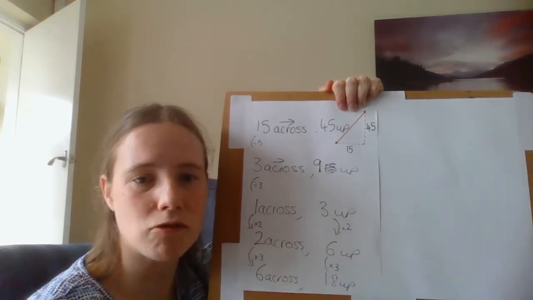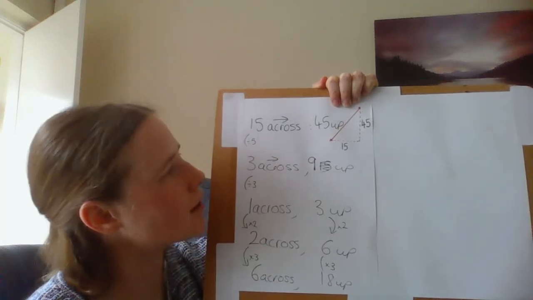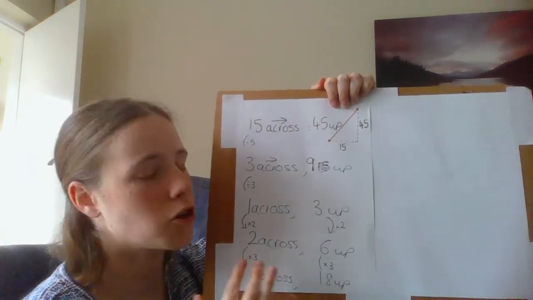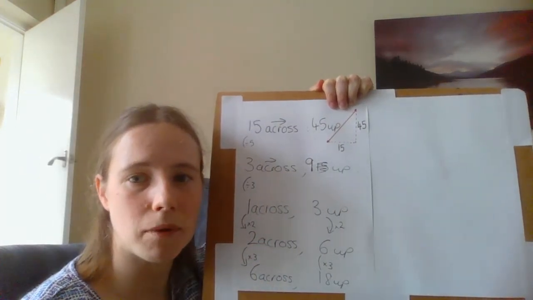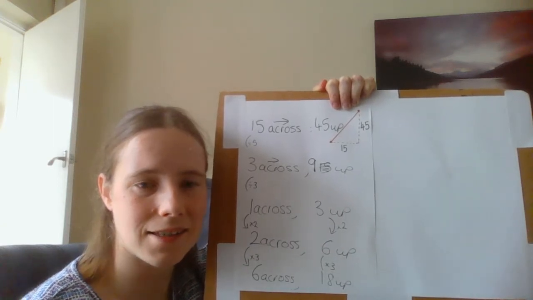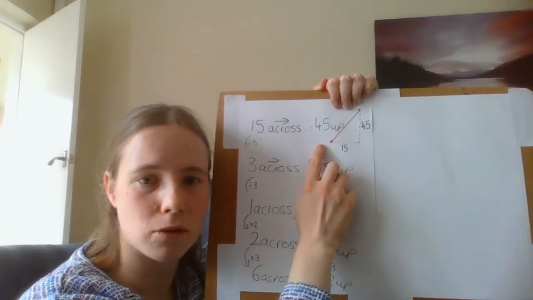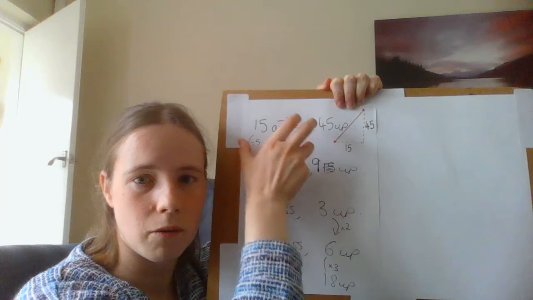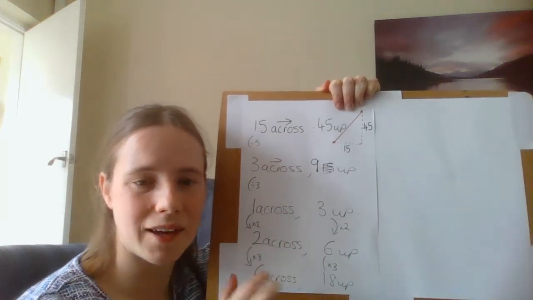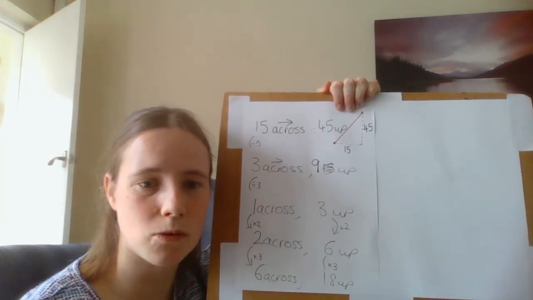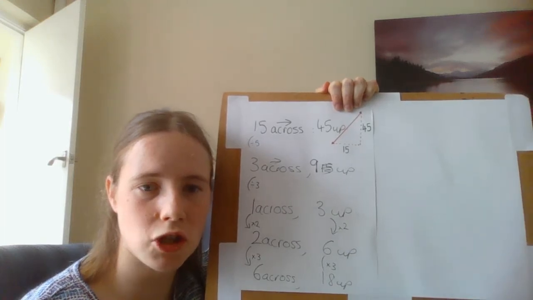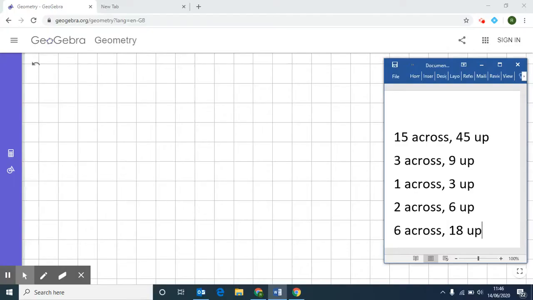Any of those relationships, if you drew any of these and joined them up, you would always end up with a straight line that had exactly the same steepness as our original line that we started with. So all of these are going to have exactly the same steepness or gradient. I'm going to try and show you that on a grid now.